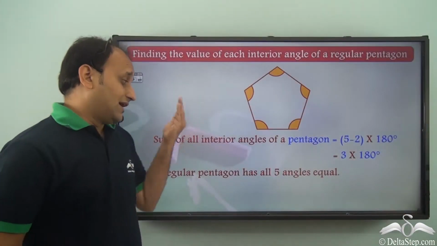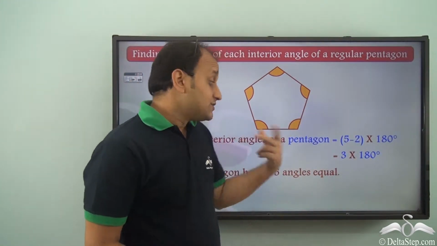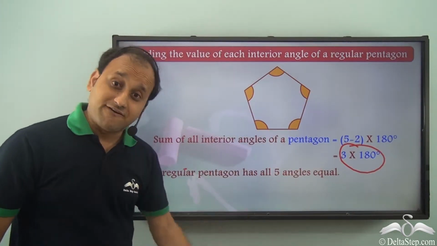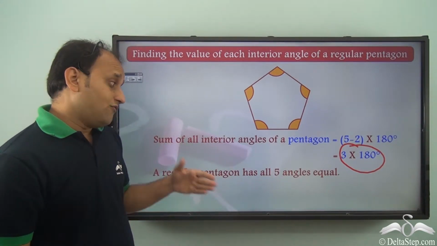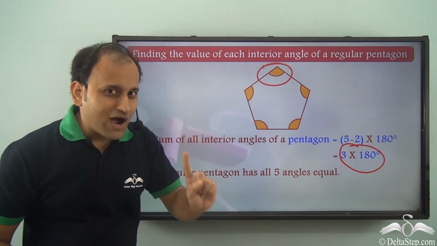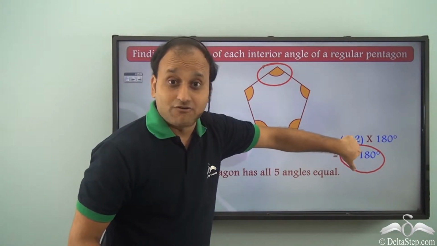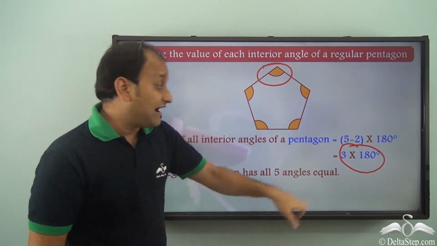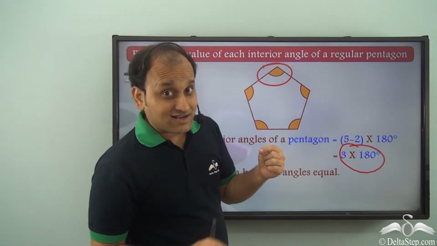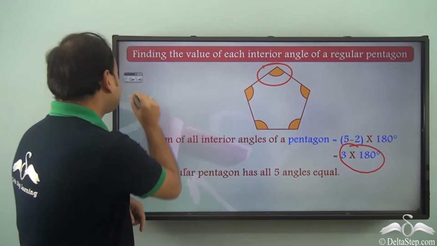We know that in the case of a regular pentagon, all the 5 angles are equal, and this is the sum of all the 5 angles. So what can we do? We need to find the value of one angle, and all the 5 angles are the same, and we have the sum of them. So we can simply divide this value by 5, then we'll get the value of one angle, and all the angles are equal. So that value will be the value for all the angles.